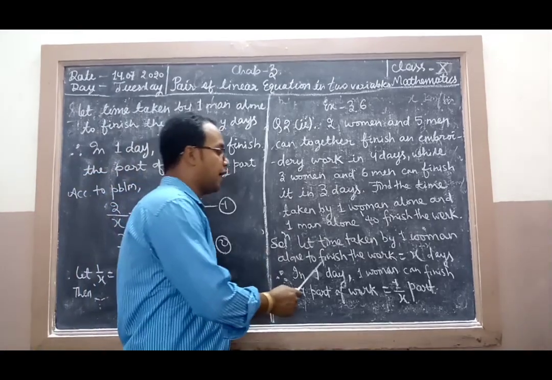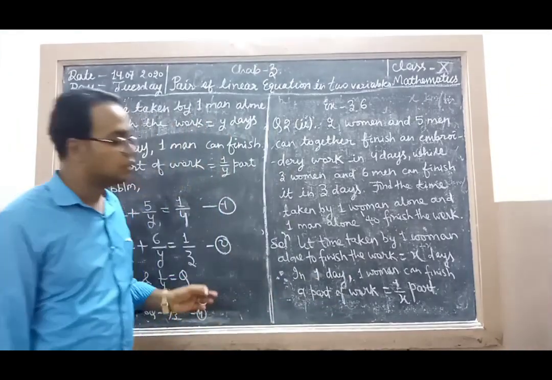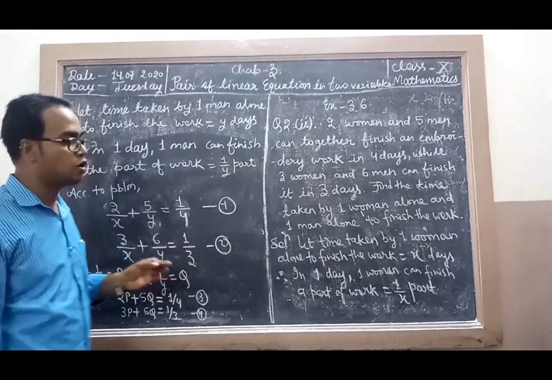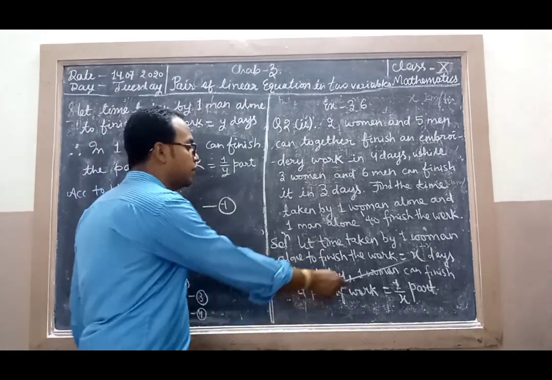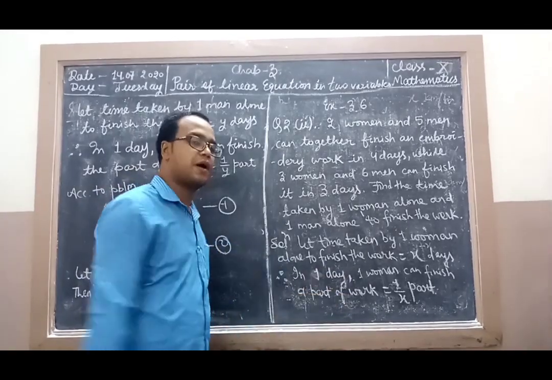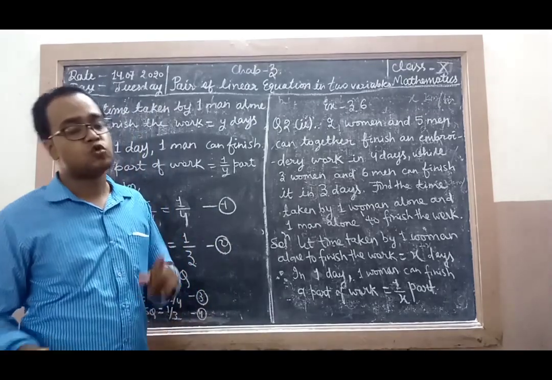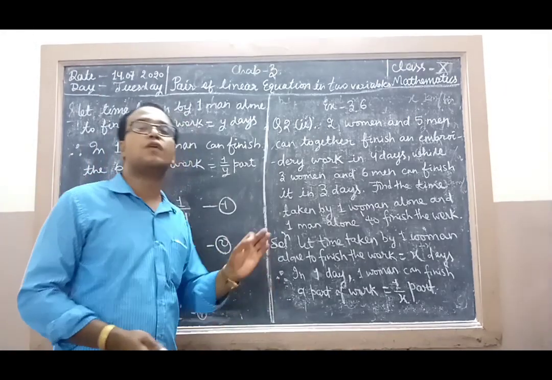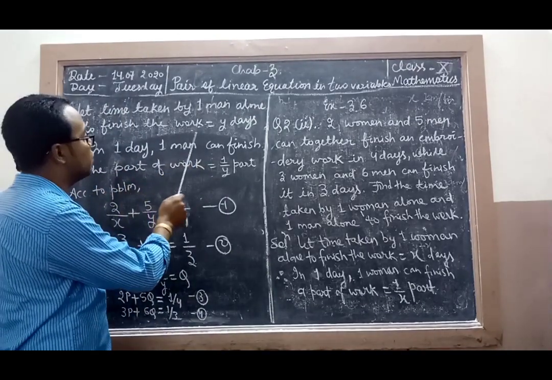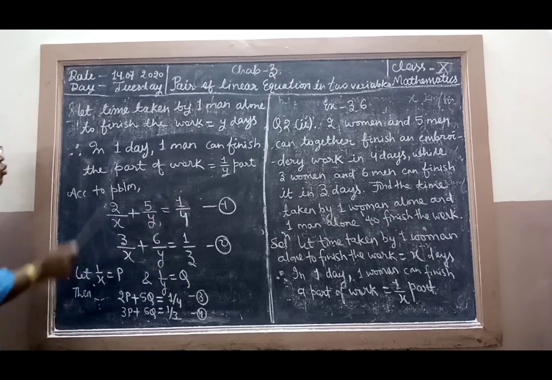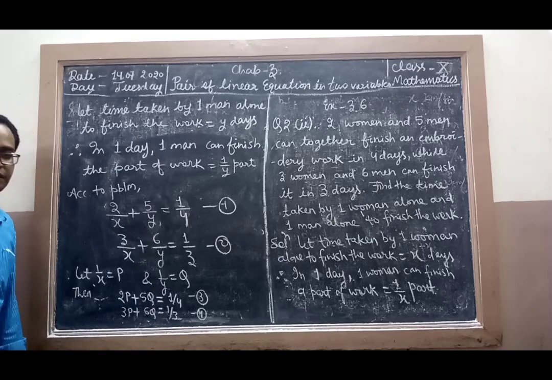Solution. Let the time taken by 1 woman alone to finish the work be x days. So in 1 day, 1 woman can finish 1 upon x part of the work. Since she completes the whole work in x days, in 1 day she can complete 1 upon x part. Let the time taken by 1 man alone to finish the work be y days. So in 1 day, 1 man can finish 1 upon y part of the work.